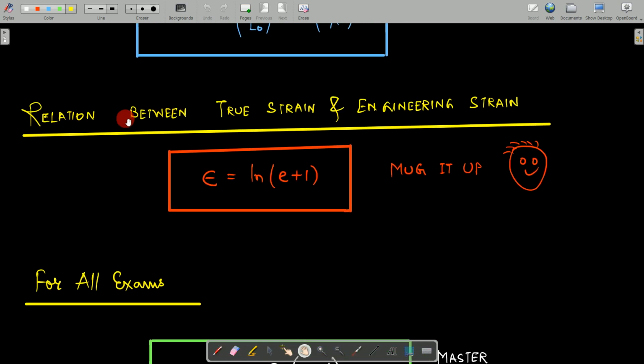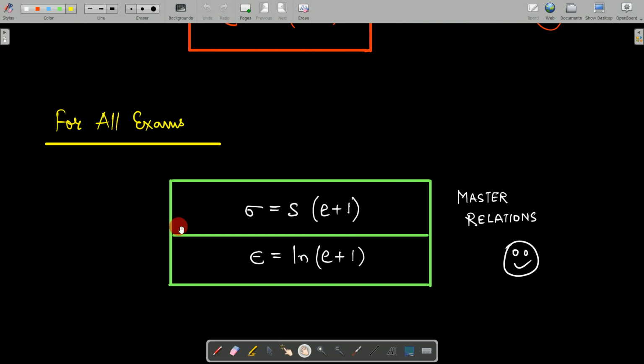So this is another important relation and formula that you need to remember. Now let's see what is the relation between your true strain and engineering strain. So epsilon is equal to ln(e plus 1). I'm suggesting you to please mug it up, this relation particularly. Okay, so the previous relation that we had discussed in the previous video was of true stress and engineering stress, and now the relation between true strain and engineering strain. So this is very important. So epsilon is equal to ln(e plus 1). So here also I have shown it again.